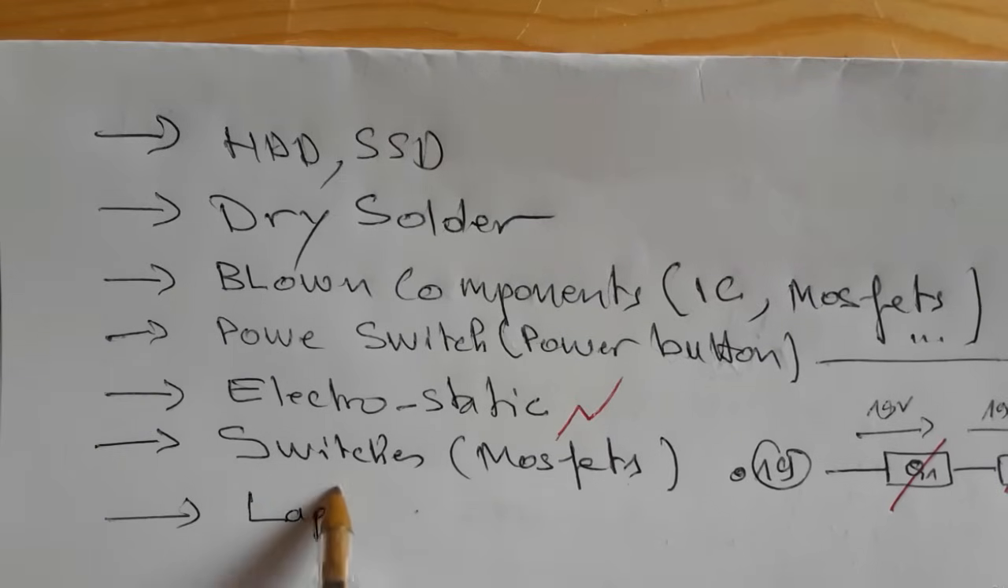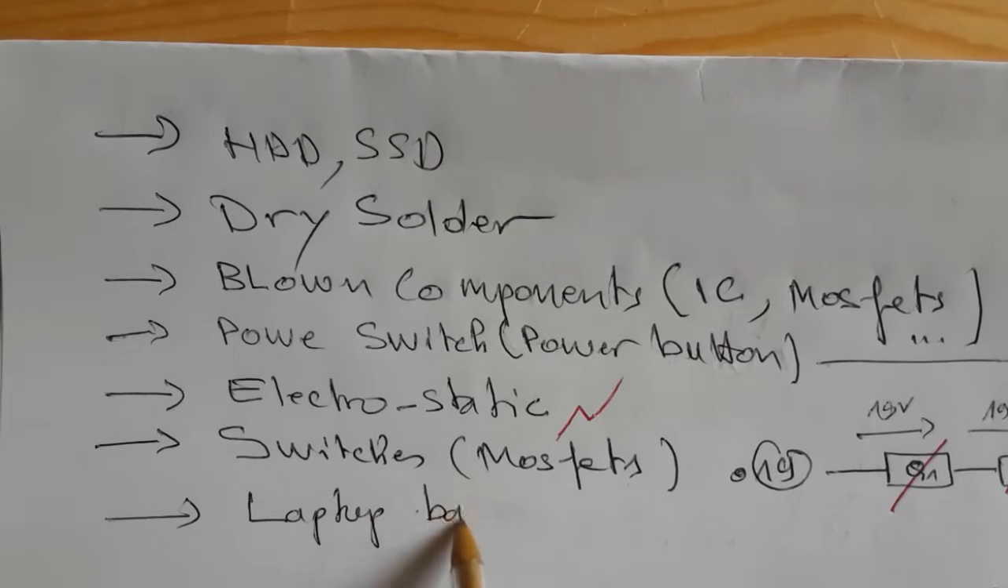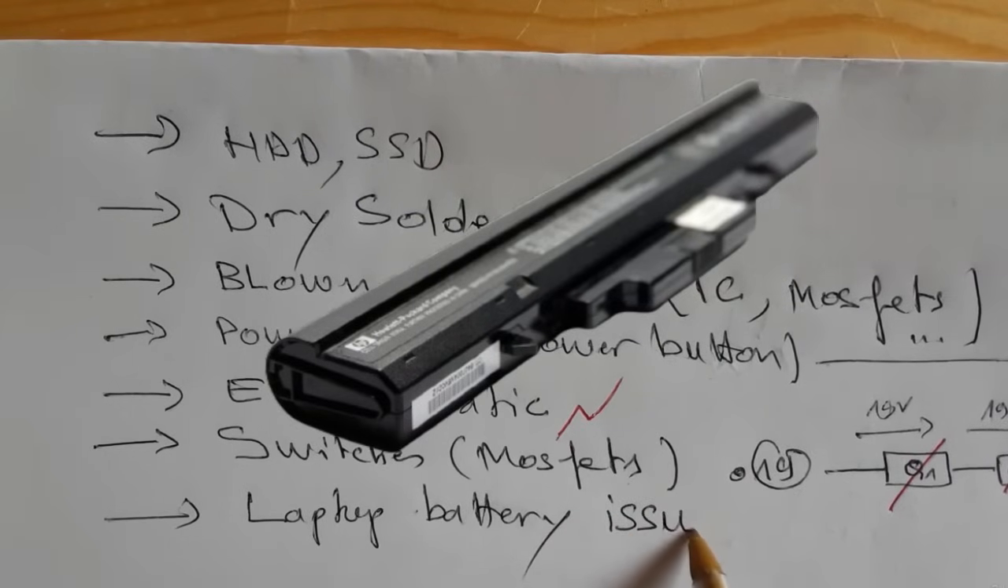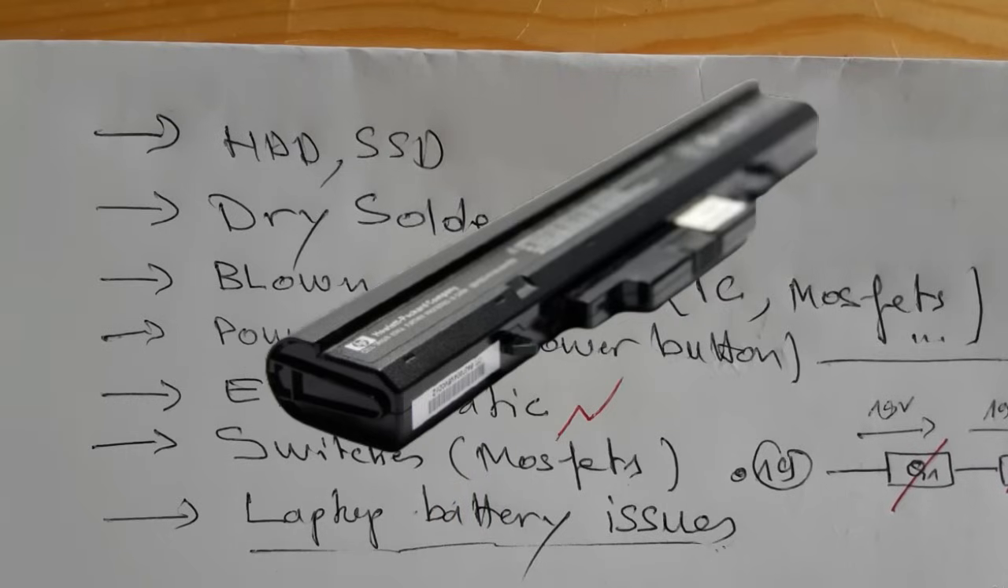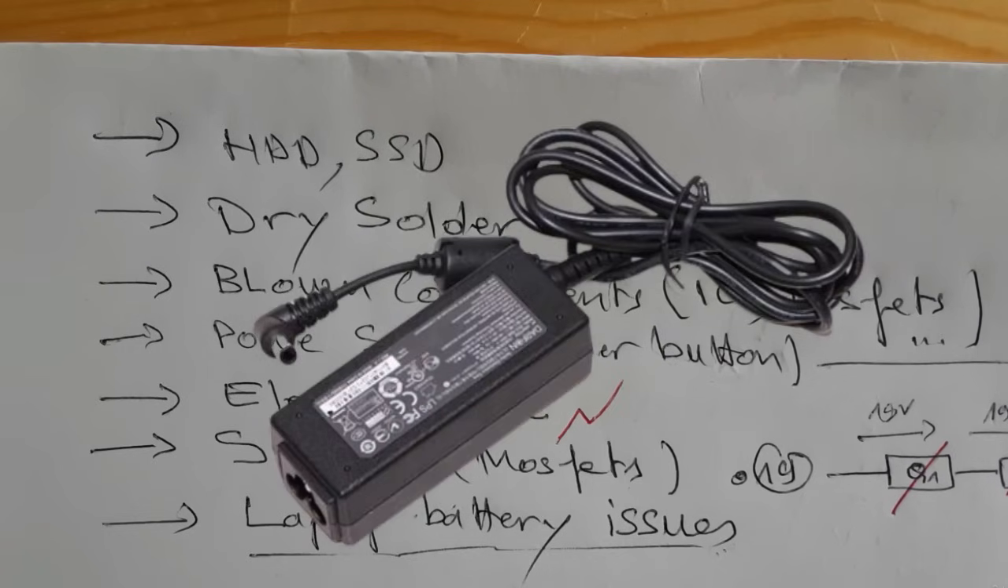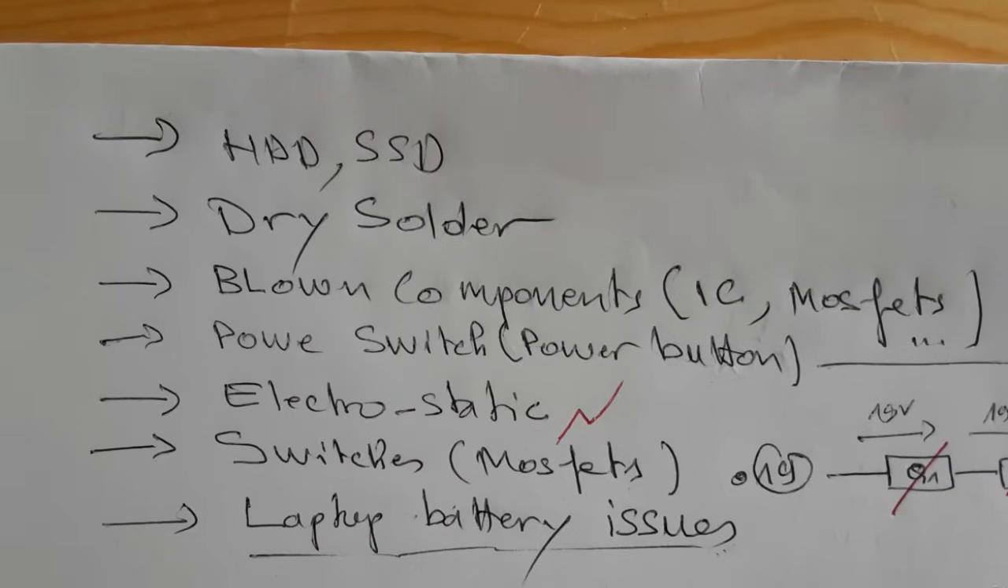The next, and last, failure is the laptop battery. Sometimes the laptop battery can cause the problem. If there is a problem in the laptop battery, it can cause a bad laptop or a bad motherboard. So you should remove it and try to power on the laptop using just the adapter. If the laptop powers on using the adapter, it means there is a problem with the battery. You should change it or boost it using 12 volts.